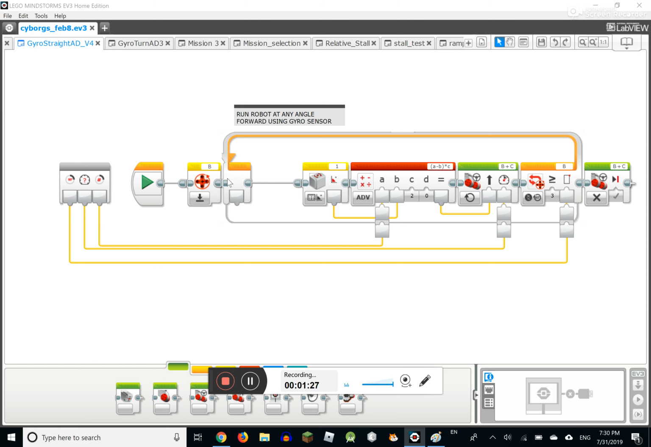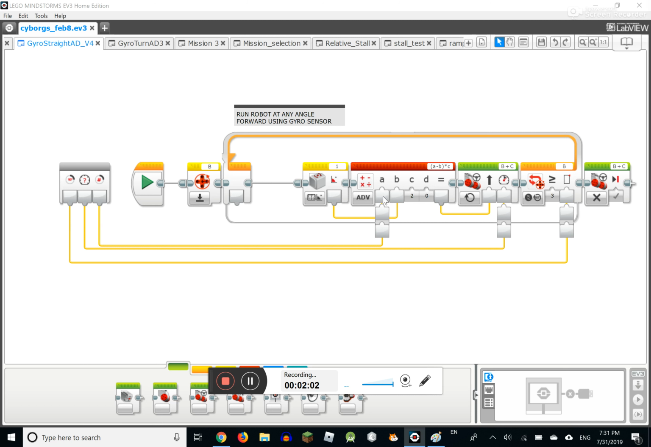Then it enters a loop, and in here it's measuring the angle of the gyro sensor and putting that into this advanced math block. This uses the formula (a minus b) times c, where a is the angle that you set your robot to move at, b is the gyro sensor measurement, and c is 2.